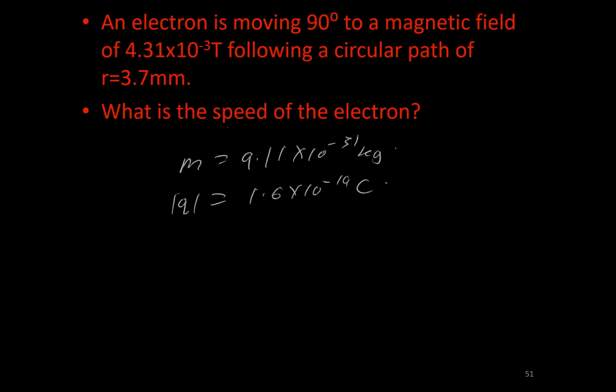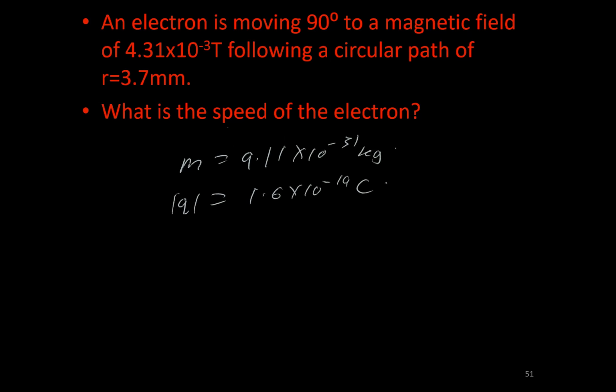So an electron here is moving 90 degrees to a magnetic field and following a circular path. The magnetic field is 4.3 times 10 to the negative 3 Tesla, and the r is 3.7 millimeters. What is the speed of the electron? This is a typical kind of question.